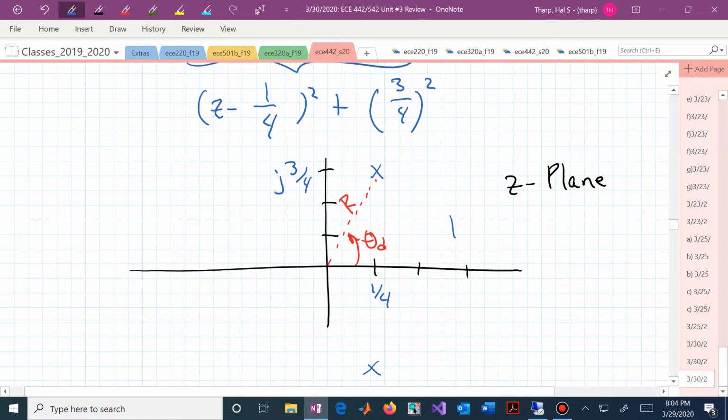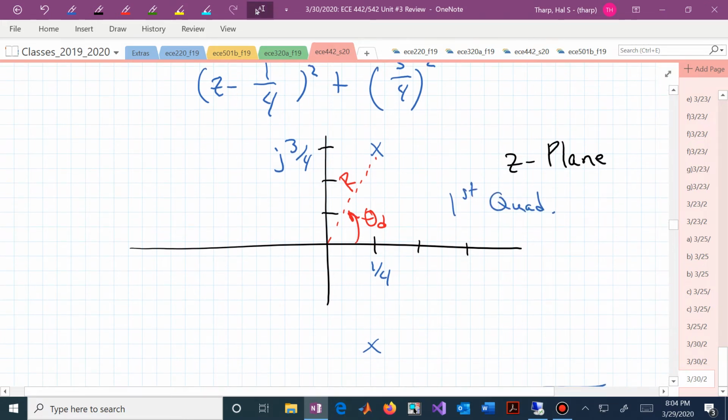You have one pole in the first quadrant and a second pole in the fourth quadrant. I hope I'm remembering my quadrants properly. So this is the second quadrant and this is the third quadrant.